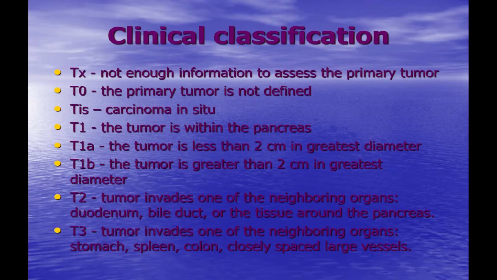T2, tumor invades one of the neighboring organs, likely duodenum, bile duct, or the tissue around the pancreas. T3, tumor invades one of the neighboring organs, likely stomach, spleen, colon, closely spaced large vessels.